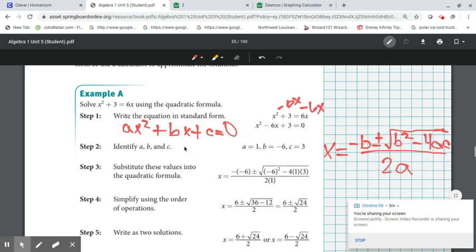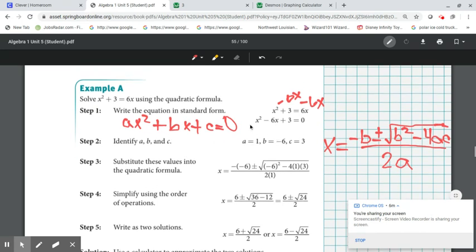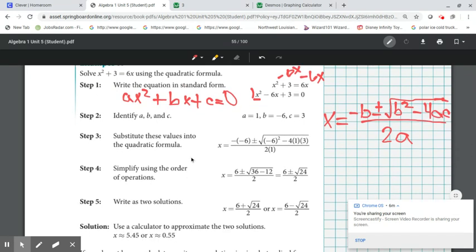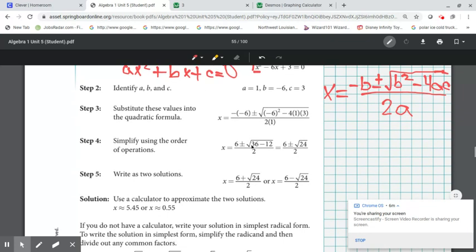Okay. All right, you're going to identify your a, b, and c. Again, your a is your coefficient of x squared. This is understood to be a 1. Your b is going to be -6, and c is going to be 3. After you do that, you just plug it into the formula. The formula is negative b plus or minus the square root of b squared minus 4ac over 2a. And then once you plug it into the formula, you are going to simplify according to the order of operations, always starting with your grouping symbols.